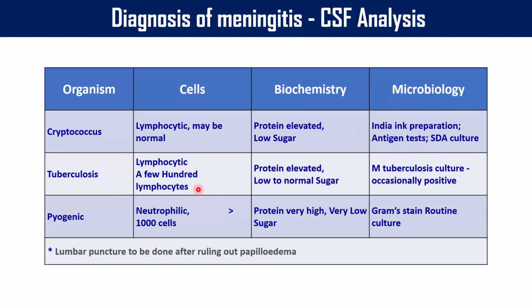That is very important. Lumbar puncture should be done after ruling out raised ICT by ruling out papilledema. If there is a scope for neuroimaging, get a CT scan done and then do a lumbar puncture. Otherwise, there is a risk of herniation, maybe in an older child, not in a younger child.